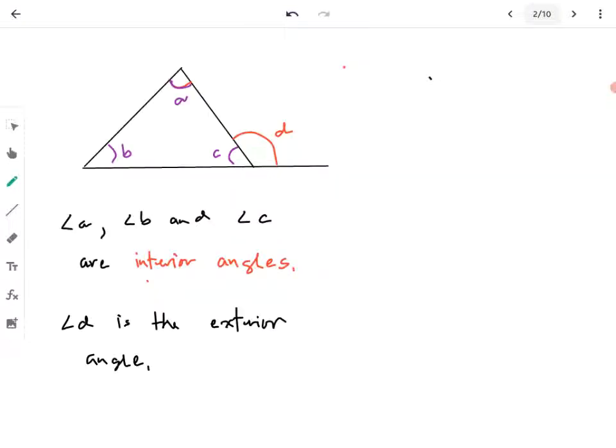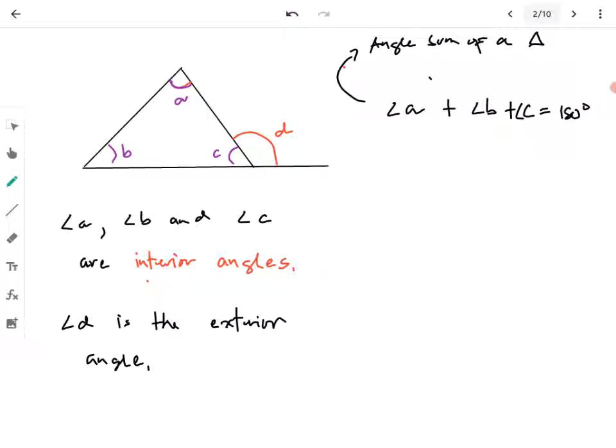So here we have considered the triangle with interior angles, angle A, angle B, and angle C, and the outside angle or the exterior angle is the angle D. What we learned before is that angle A plus angle B plus angle C is 180 degrees. This is because this is the angle sum of the triangle. That's the principle of angle sum of a triangle.